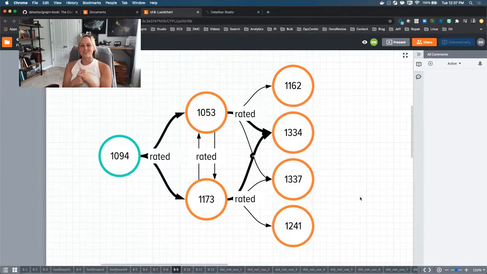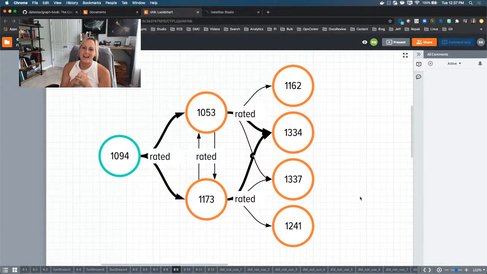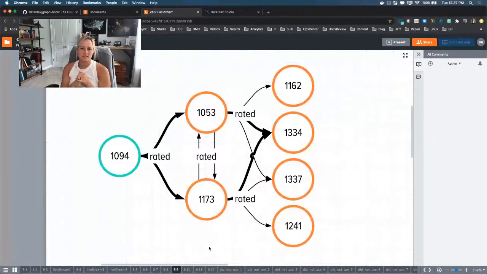So here's how we use these ratings. We're finding paths between 1094 and, just for this visual, 1334. You can see there are two different ways that you find paths. I see a path between 1053 and 1334, and then 1173 and 1334. Exactly. And I think the next image over shows two more paths.